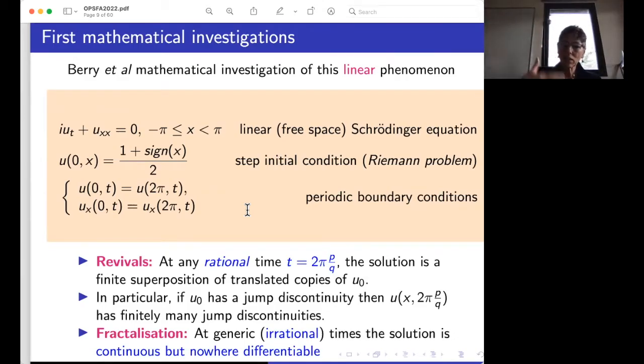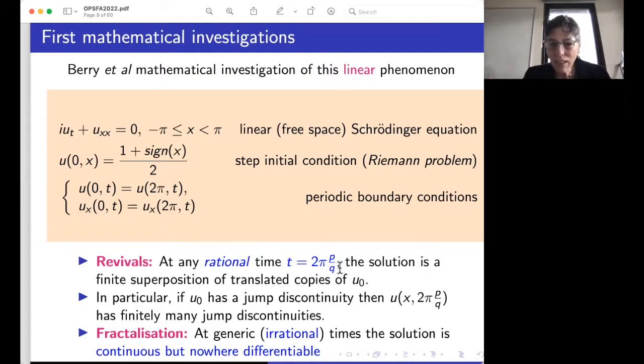the solution is actually a finite superposition of translated copies of the initial step condition. So if you have a discontinuity like you do here, a condition that's 0 somewhere and 1 somewhere else, then in your solution at these special times, let me call them rational times, they're not rational, but they're rational multiples of the period, the solution will also have discontinuities. The same type of jump discontinuities as are present in the initial condition.